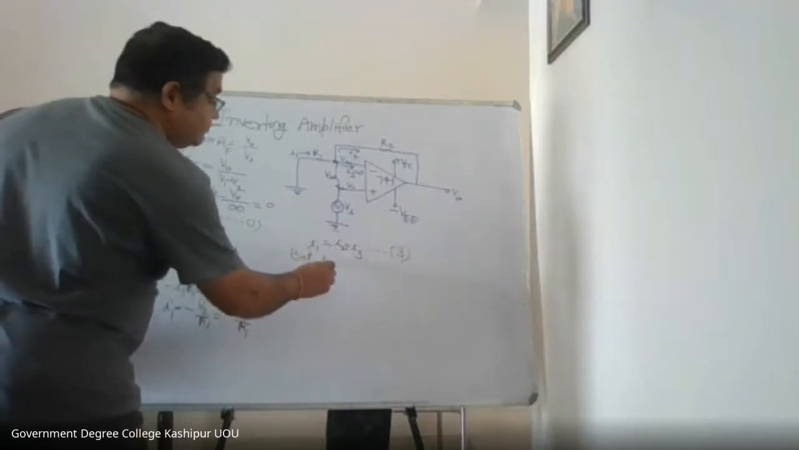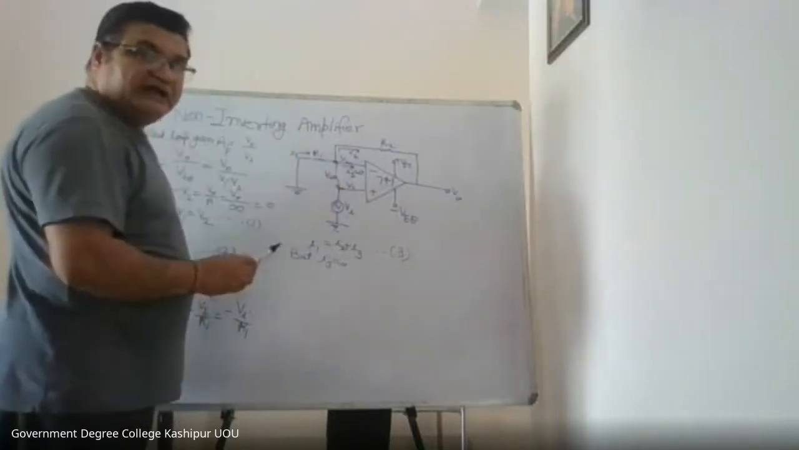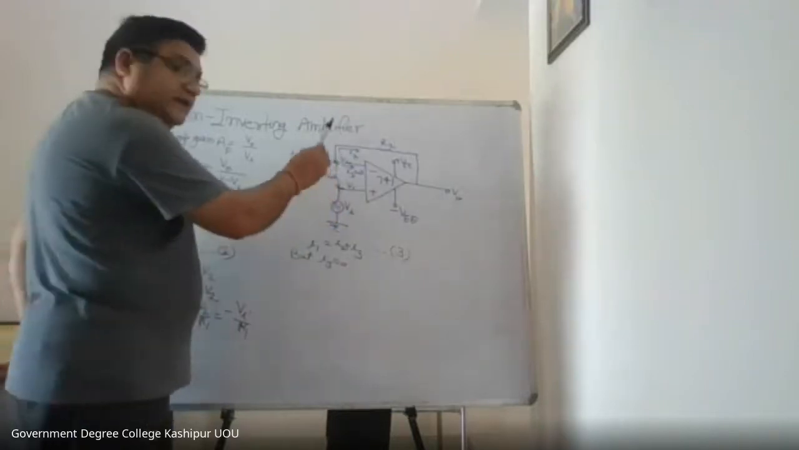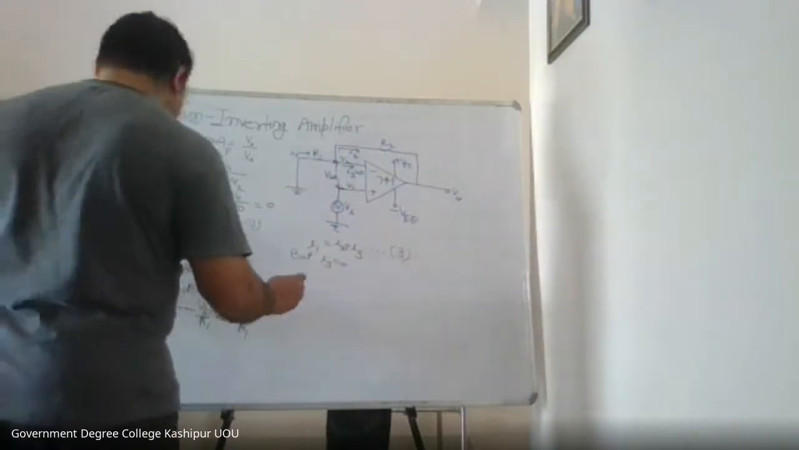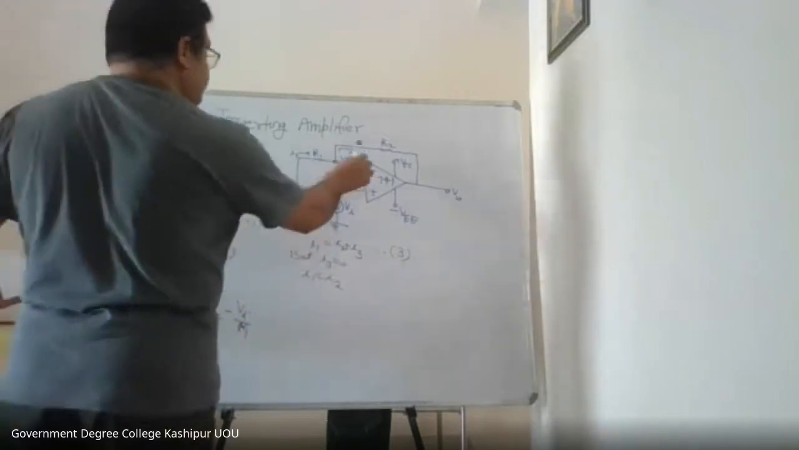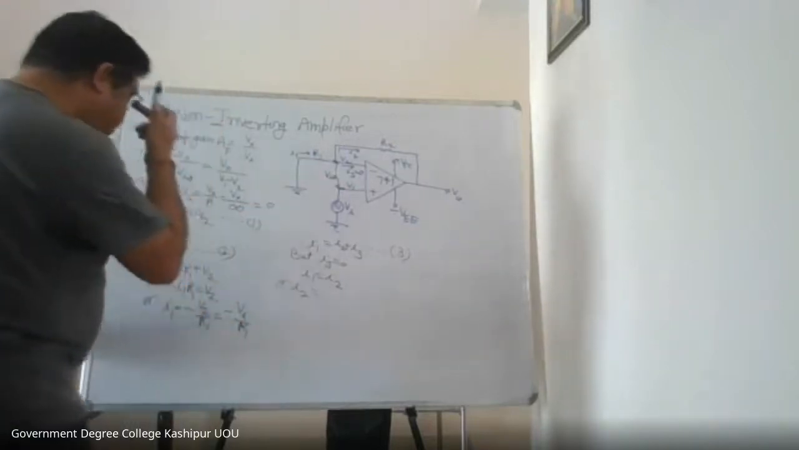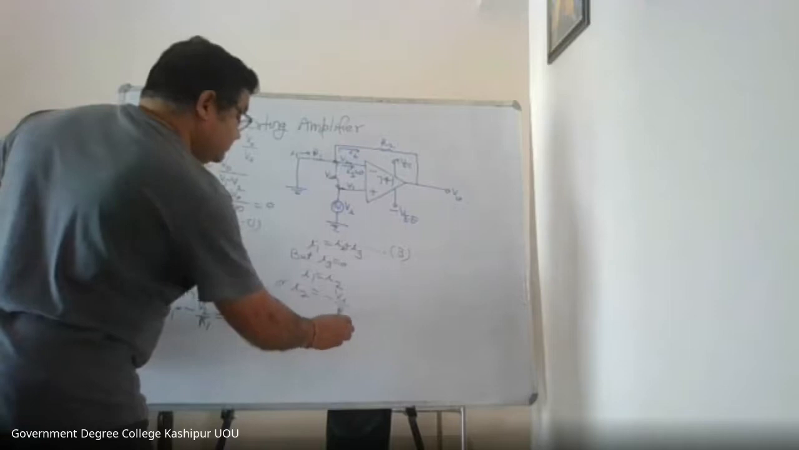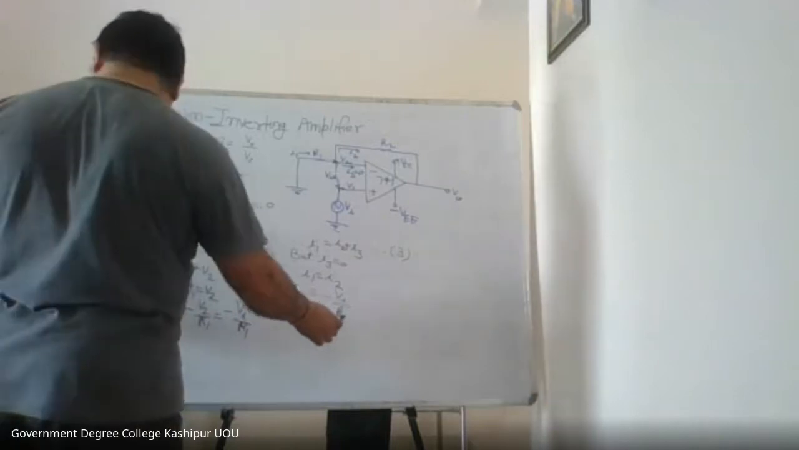I have told earlier I3 equal to 0, because the input impedance of the operational amplifier in the ideal situation is infinite. If the input impedance is infinite, then it will not take any current inside it. Therefore, I3 will be 0. Now, from equation 3, I1 equal to I2. Both currents will be the same. From here, I1 equal to minus Vi upon R1. Therefore, I2 equal to minus Vi upon R1.